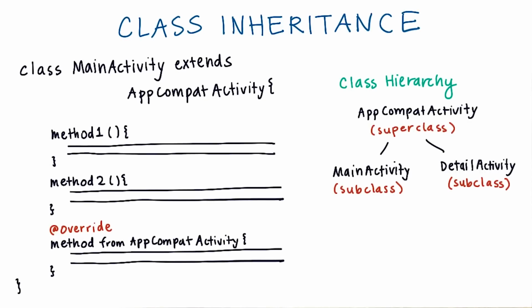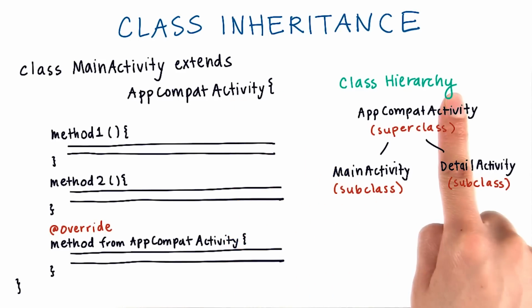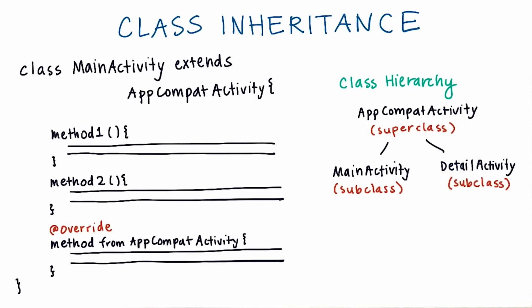Another way to visualize the relationship between the main activity and the AppCompat activity classes is to draw a class hierarchy diagram. This is different from a view hierarchy diagram.